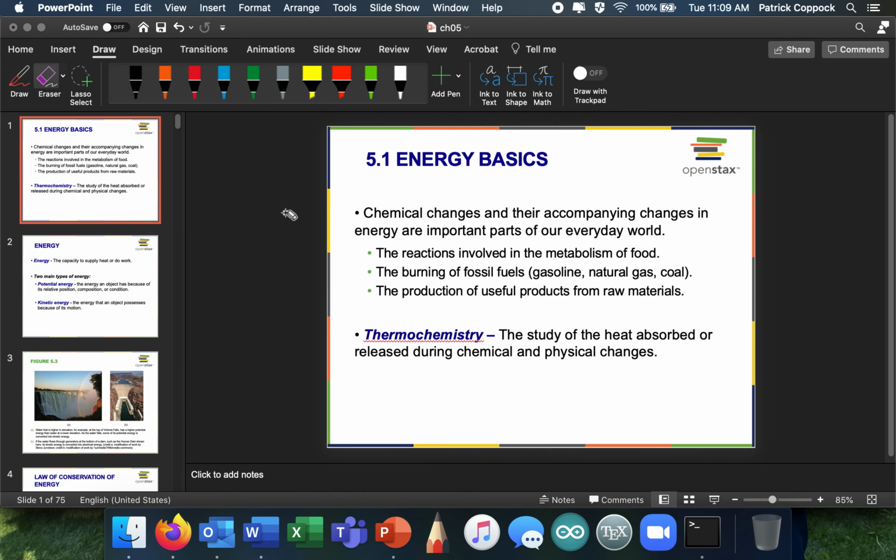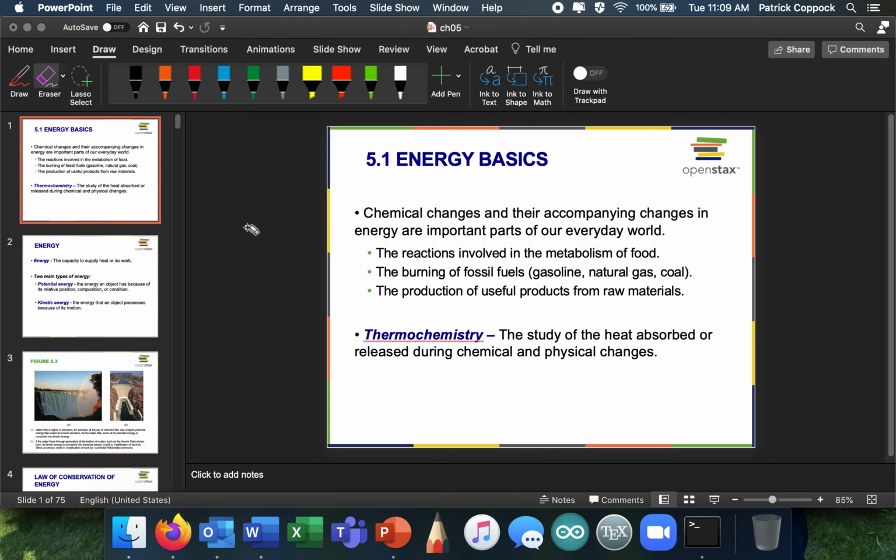So get several sheets of paper out, get a pencil ready to go, and start taking notes, and then use these notes as you're studying and doing homework. Feel free to look back at your notes, and the more that you look at these terms, the more comfortable you'll be. So let's get started.